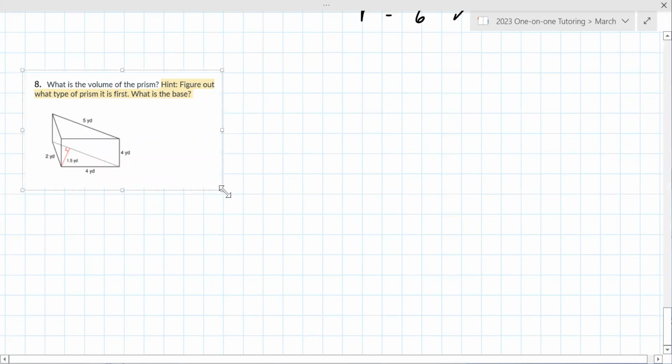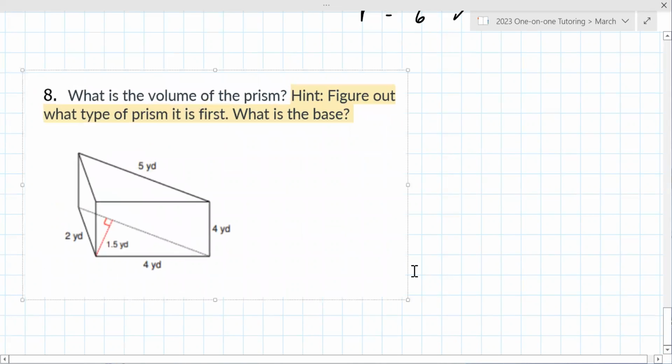All right, number 8 here says, what is the volume of the prism? Hint, figure out what type of prism it is first. What is the base? So the volume of a prism is always the area of the base times the height. And the base is the thing that it sits on.